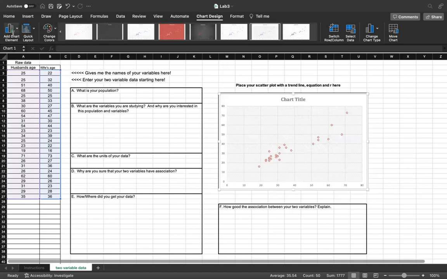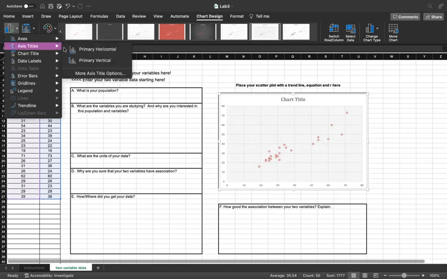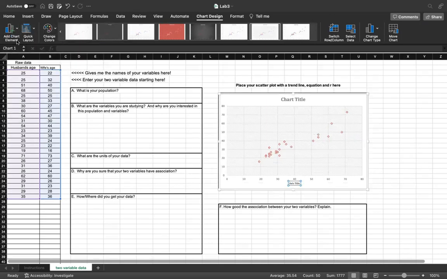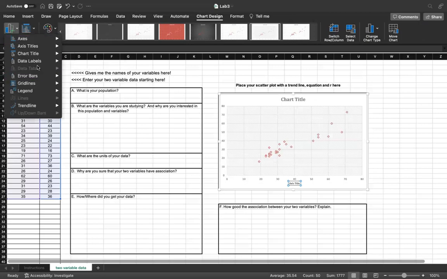Then we're going to add chart elements. We need X and Y axis titles. So primary horizontal, primary vertical.